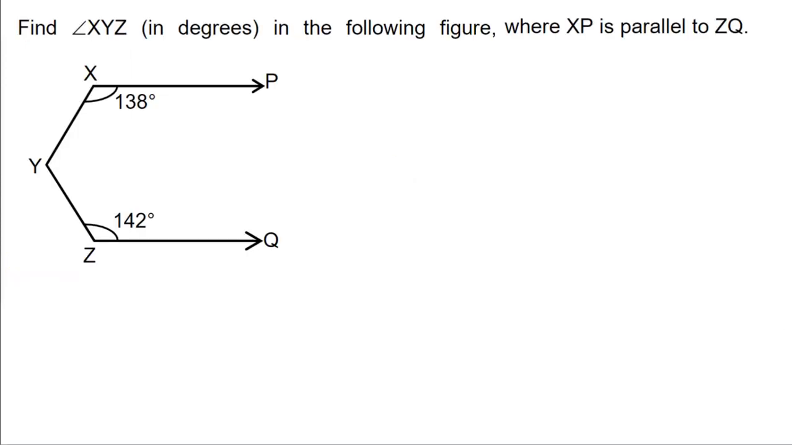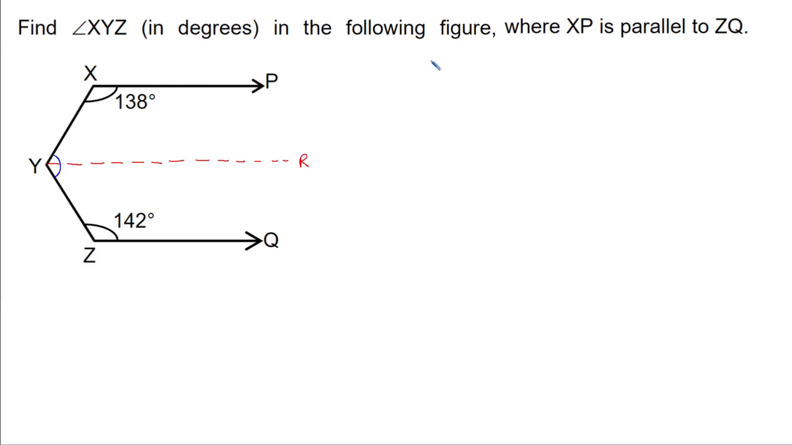The first question is in front of you. Find angle XYZ, which means we are supposed to find this angle, given that XP is parallel to ZQ. Here we are supposed to do one construction. From point Y we are supposed to draw a line which is parallel to XP and also parallel to ZQ. Let's say that line is YR.